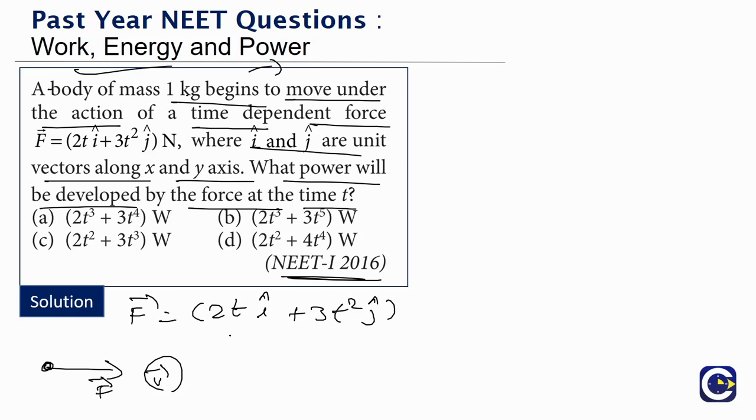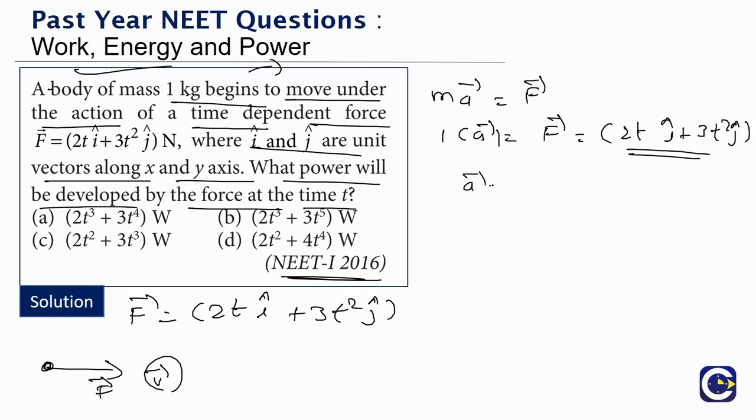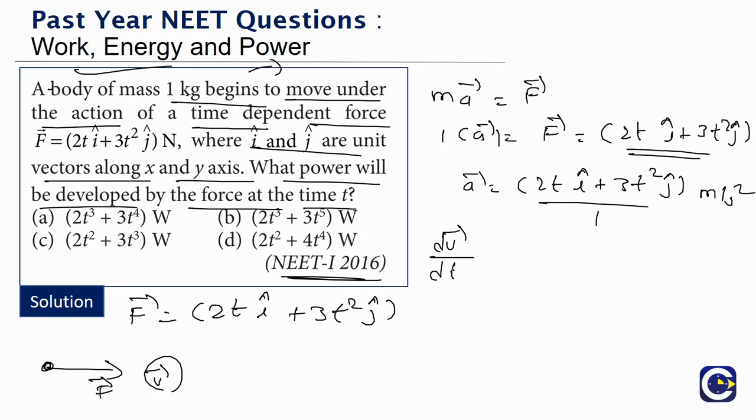But here when we look at the force expression, what is the force expression? It is mass times acceleration, right? Mass is what? 1 kg. Means mass 1 kg times acceleration is equal to what? Force. So numerically, acceleration function also will be what? Because 1 into a is this one. So acceleration function will be 2t into i cap plus 3t square into j cap. Divide by 1 means that is same, but unit will be meter per second square. That is the difference. This is the acceleration function. Acceleration can be written as what? The rate of change of velocity.